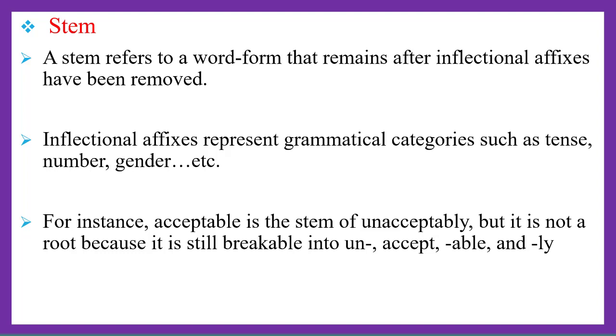We can still break the word into un, accept, and able. So that's not a root. Or in this case, acceptable, we can still break down the word into able and accept. So we still have two to go, right? So a stem, just to remind you again, is a word form that remains once you remove all the affixes.